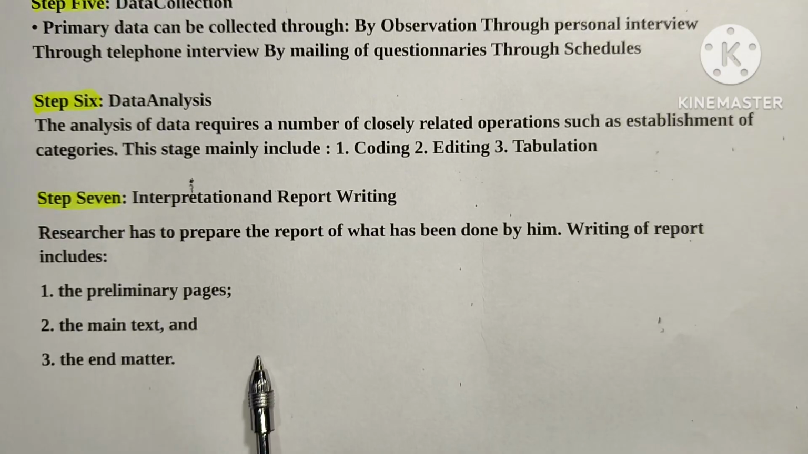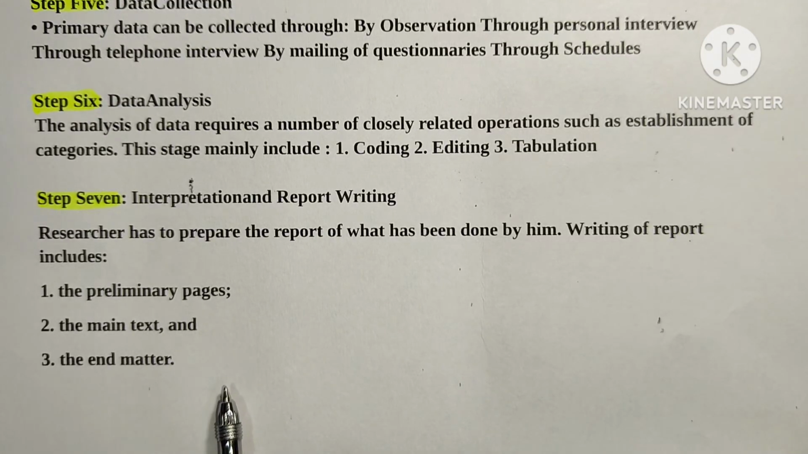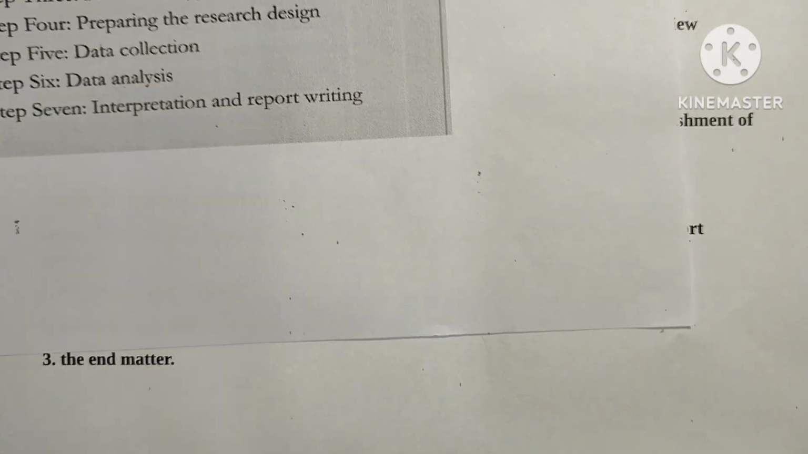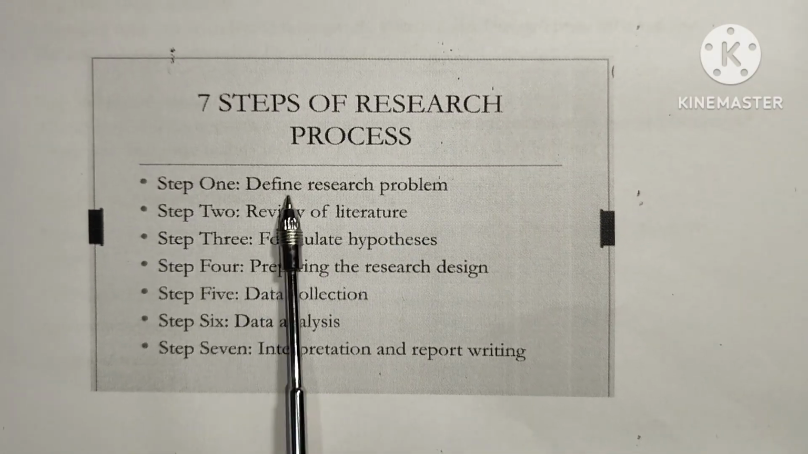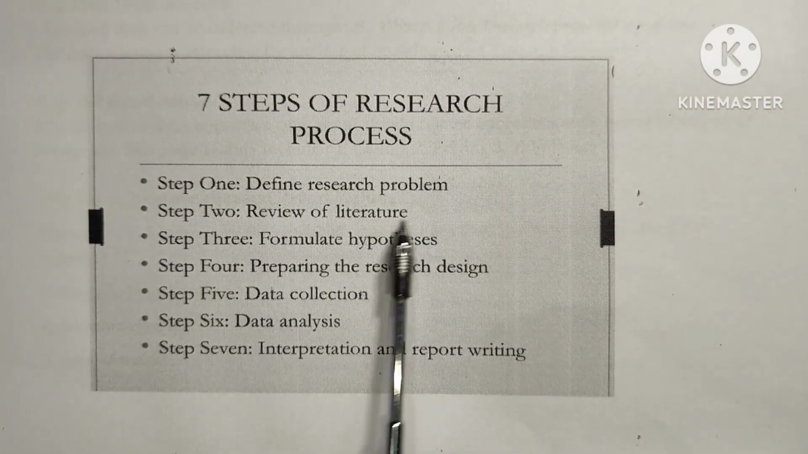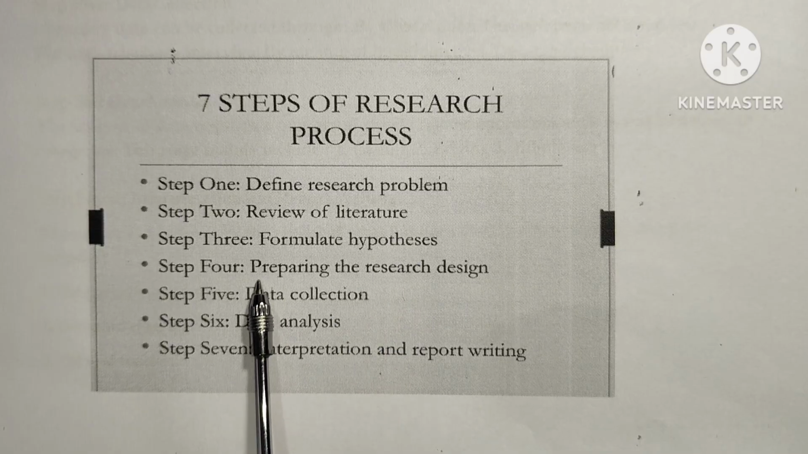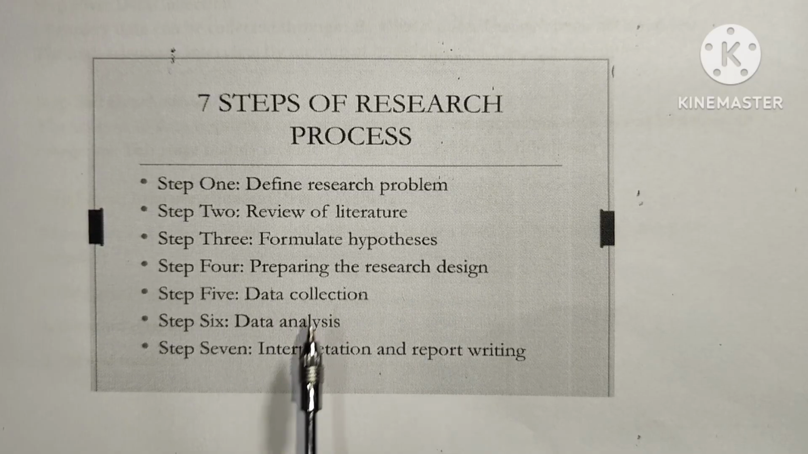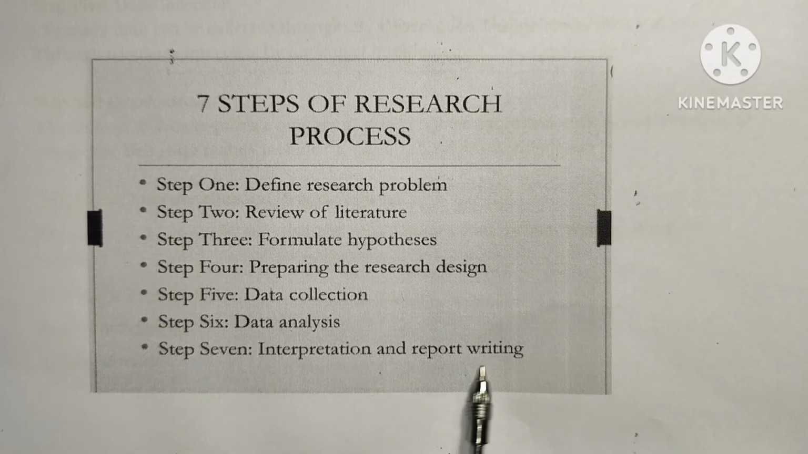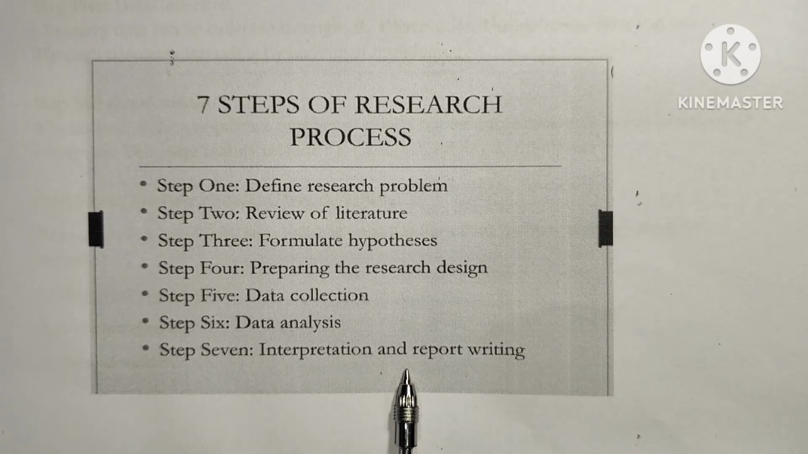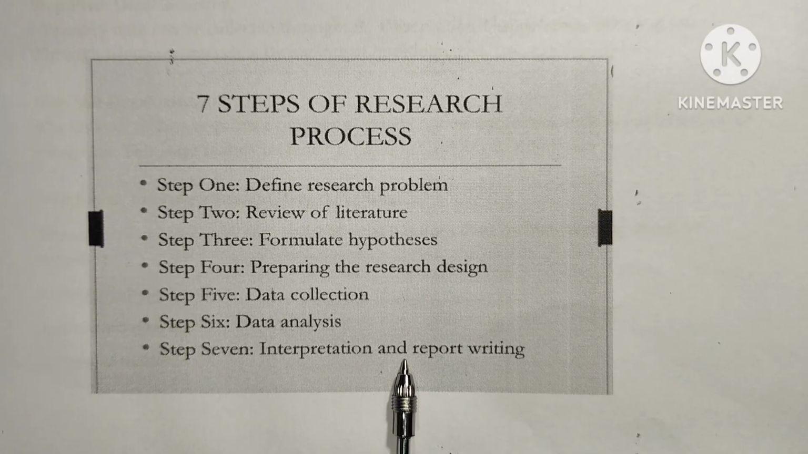These are all the steps of research process, which we have seen just now. 7 steps of research process: define research problem, review of literature, formulate hypothesis, preparing the research design, data collection, data analysis, interpretation and report writing. Okay, these are the steps of research process.